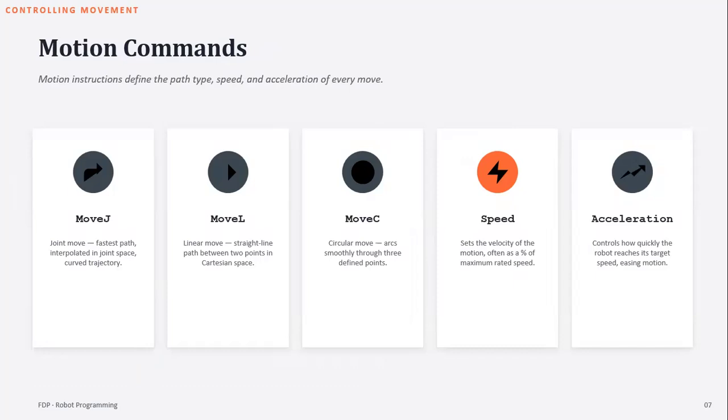What are the common motion commands used in robot programming languages? Motion commands control how the robot moves within a workspace. Here are some of the common motion commands that are listed below. Move J represents joint movement of a robot. Move L represents the linear or straight movement of the robot, and Move C represents circular path motion. Additional parameters such as speed and acceleration determine how fast and smoothly the robot completes each and every task.